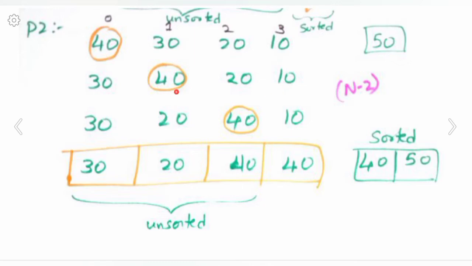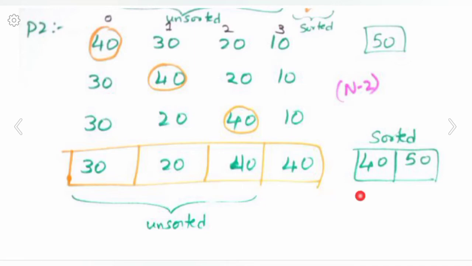Next we compare with the adjacent element, 20. 40 is greater than 20, so again we swap these two elements: 30, 20, 40, 10. Again compare the 40 with the neighboring element, 10. 40 is greater than 10, so just swap these elements. Now we get the array 30, 20, 10 and 40.